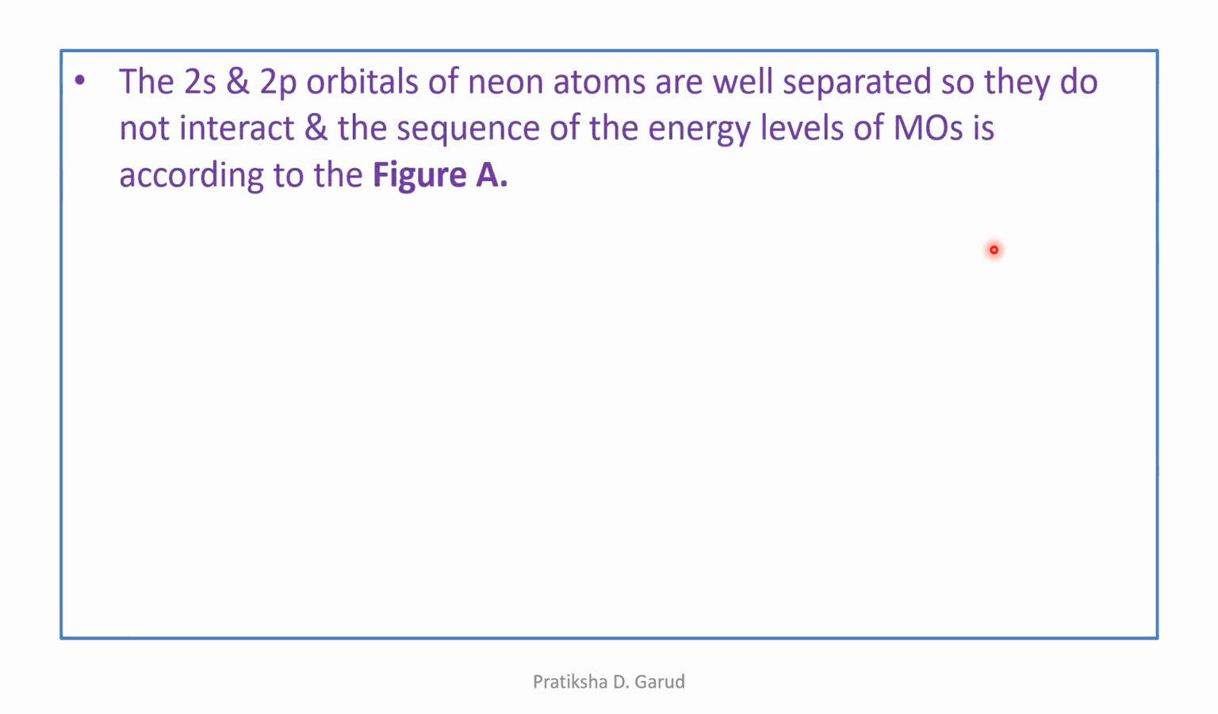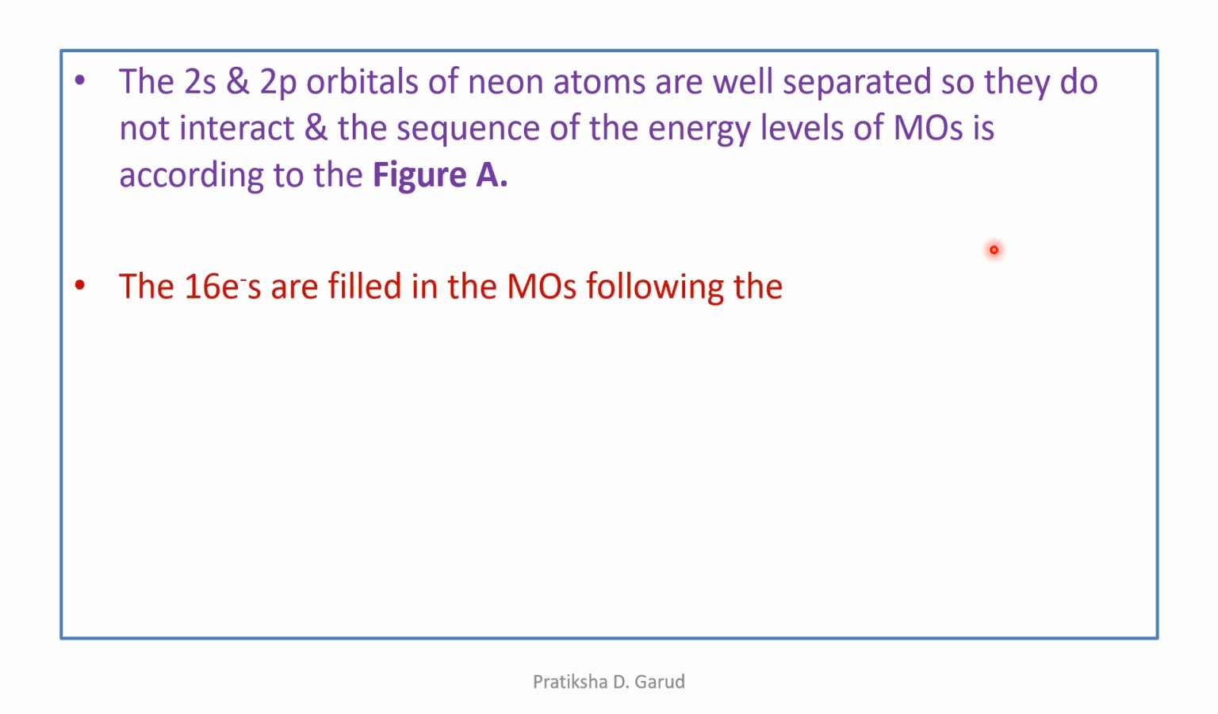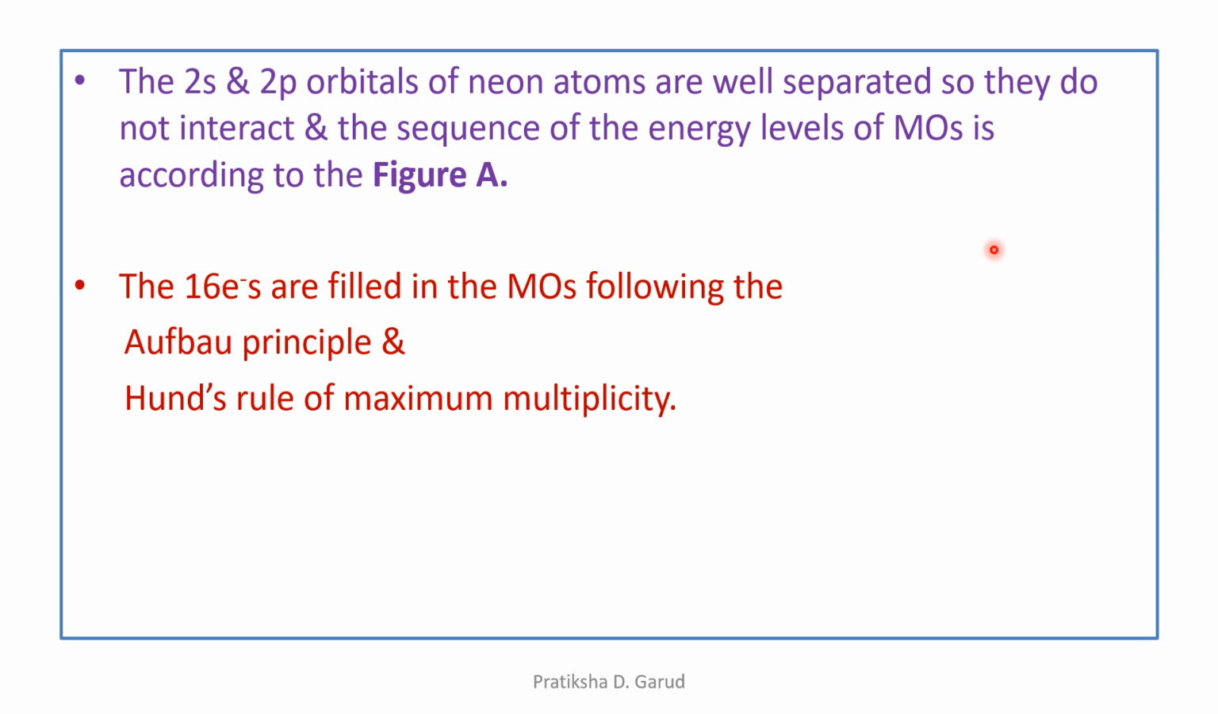Again, the 2s and the 2p atomic orbitals of the neon atoms are well separated, so they do not interact, and the sequence of the energy levels of the MOs is according to the first diagram, that is figure A. Then the 16 electrons are filled in the MOs by using two rules. The first one is the Aufbau principle. The second one is Hund's rule of maximum multiplicity.